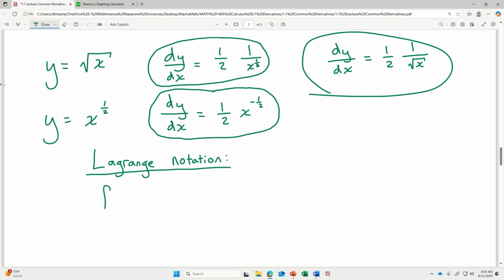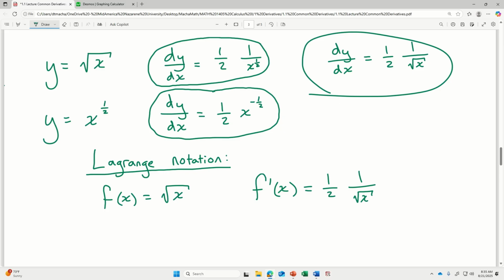The way Lagrange notation works is we say, I have a function f of x, and that's equal to square root of x. And then to denote the derivative, I write it as f prime of x. So you have to be really careful and look for the little apostrophe. If it has an apostrophe, it means I'm not talking about the original function anymore. I'm talking about the derivative of that function.